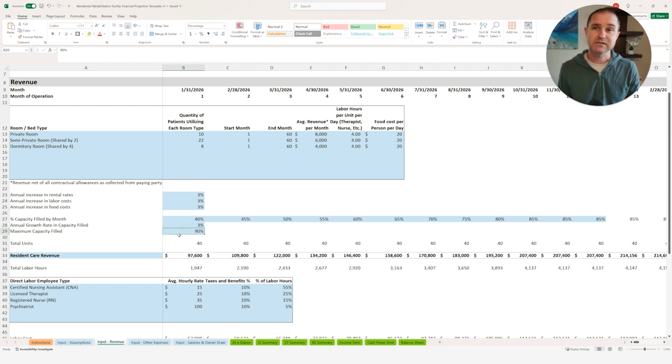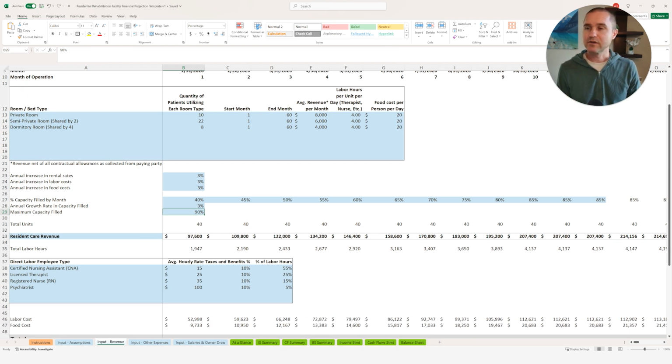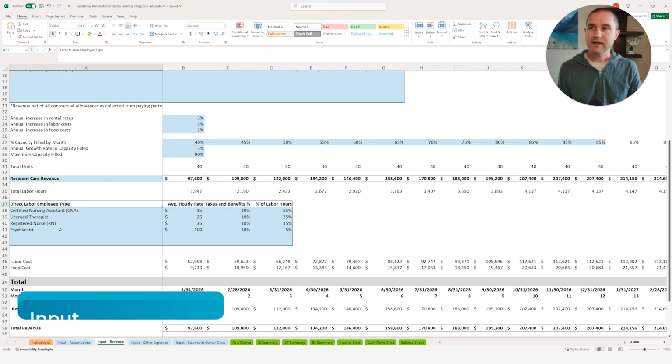Now, you could set the maximum capacity at 100% if you want. You figure you're always going to have some turnover. You're probably never going to have perfect 100% capacity, but maybe you would. And so you can adjust that if you'd like. So this will then project our residential care revenue here, and then our direct labor.